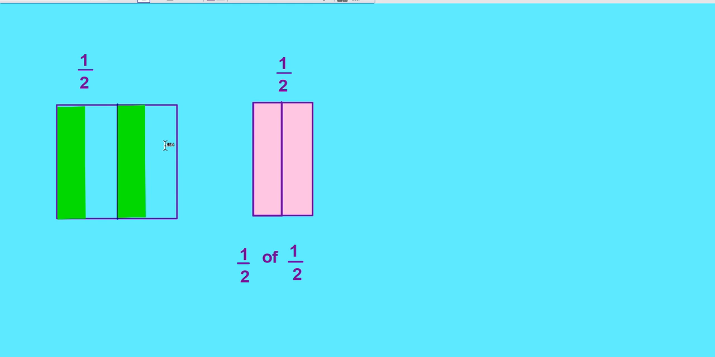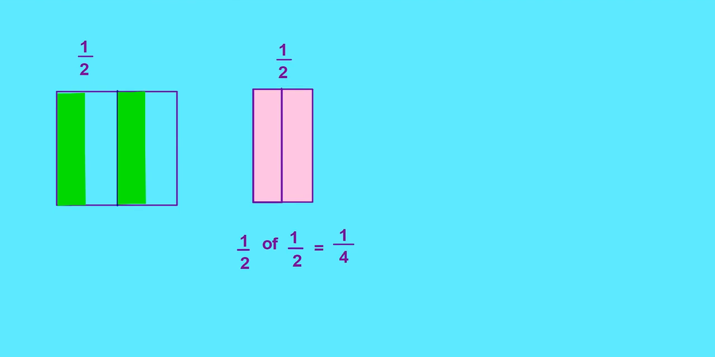Yes, here 4 equal parts are there, so we can take this part as 1 by 4. So we can write half of half is equal to 1 by 4. Now here, what is the numerator? In both cases, numerator is 1. So in that there is no change. Then denominator 2, 2, and here the denominator you got it as 4. That means 2 into 2, 4. That is, you took the double of 2.